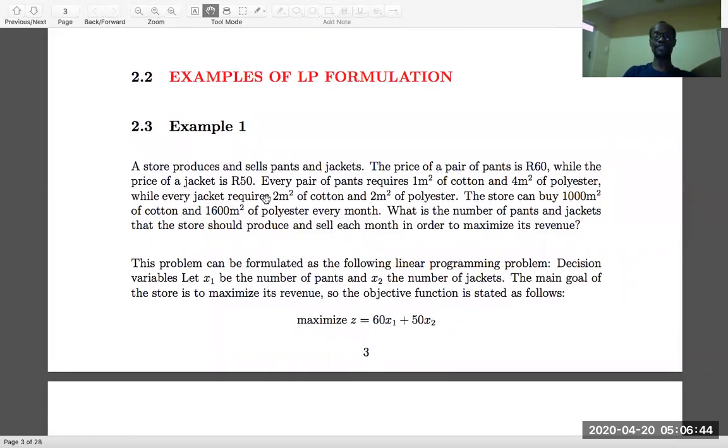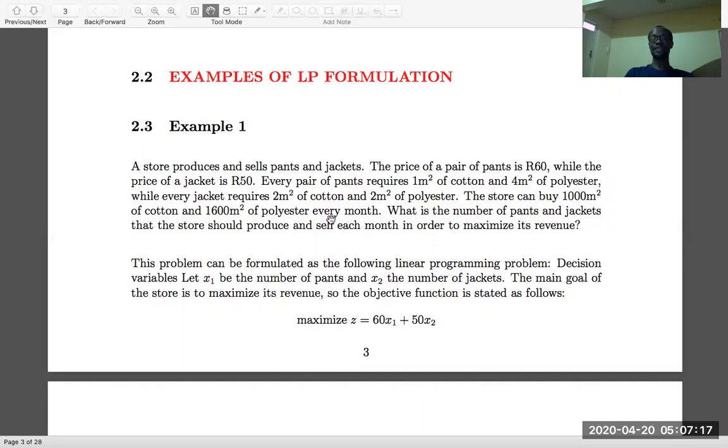You have a store that produces and sells pants and jackets. The price of a pair of pants is 60 Rand, while the price of a jacket is 50 Rand. Every pair of pants requires 1 meter square of cotton and 4 meters square of polyester, while every jacket requires 2 meters of cotton and 2 meters of polyester. The store can buy 1,000 meters square of cotton and 1,600 meters square of polyester. You see that this is the maximum amount you can have for cotton, and this is the amount you can have for polyester.